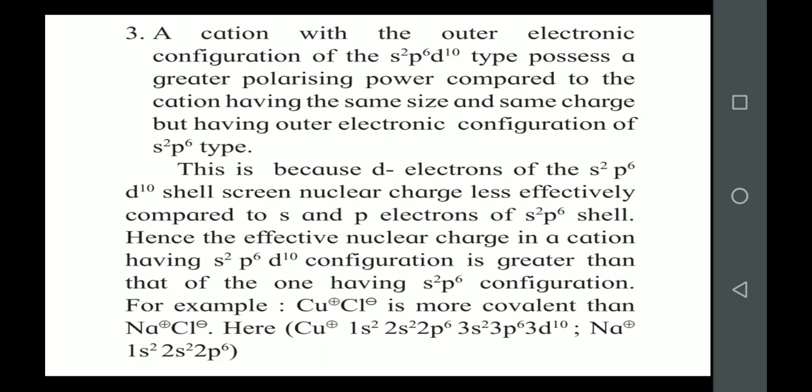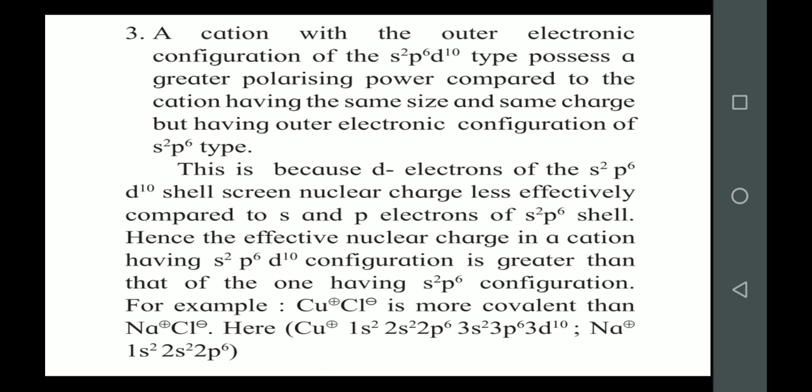Okay, now when this happens, the d orbitals have a very poor shielding effect and the cation experiences more effective nuclear charge. So in copper there is more effective nuclear charge as compared to sodium, and because of this greater effective nuclear charge, the cation becomes stronger and it will show more covalent character.